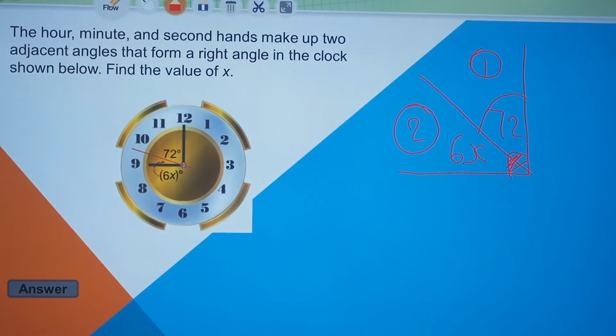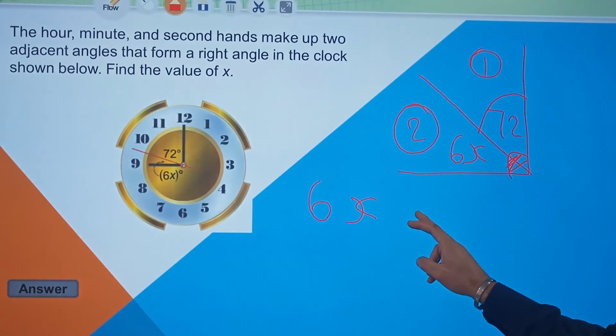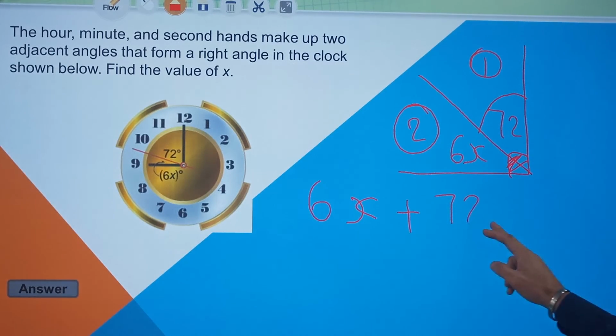They are complementary. Again, the two angles here are what? The two angles here are complementary. So I add these two measures and their sum is equal to what? Equal to 90. So I will put the equation by the shape. 6x plus 72 is equal to what? Equal to 90. So they are complementary, the sum is 90. If they are supplementary, the sum is equal to 180.